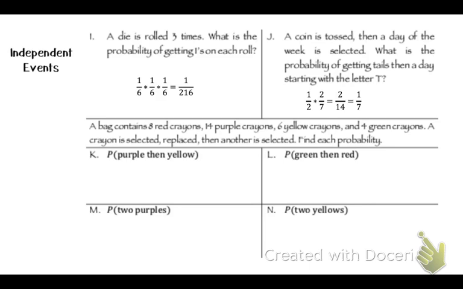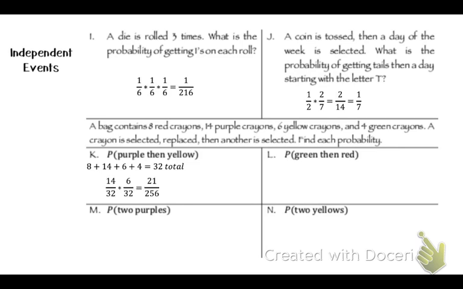Okay. Now let's look at this one. So a bag contains 8 red crayons, 14 purple, and 6 yellow, and 4 green. A crayon selected, replaced, then selected another. Find probability of each. By the way, it's crayon, not crayon. But anyways, so probability that's purple. Well, first let's figure out what total we have. We have a total of 32 crayons. So the probability that it's purple, that's going to be 14 out of 32.